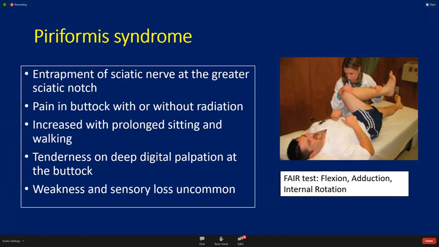The nerve is thought to be entrapped at the level of the greater sciatic notch, and a tight piriformis may be one of the reasons why that occurs. Usually it is a pain syndrome without much weakness or sensory loss. The pain is deep in the buttock and may or may not radiate into the lower limbs. It increases when the patient sits for a prolonged period of time or when walking or doing any activity. Deep digital palpation will reproduce the pain. The provocative test most commonly used is the FAIR test. If you flex the hip, adduct it and then internally rotate it, the pain is reproduced due to stretching of the muscle.